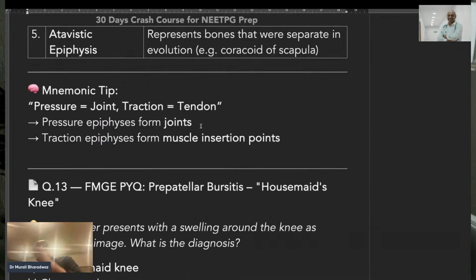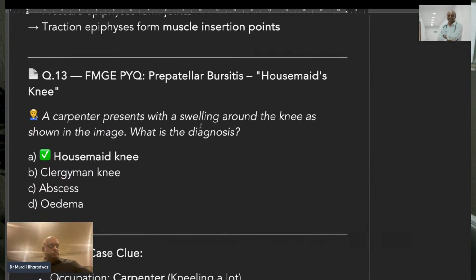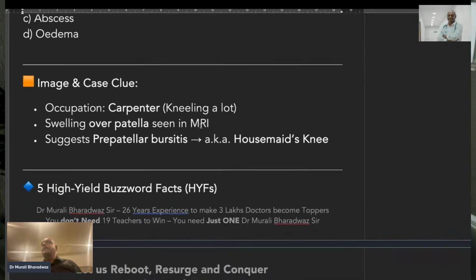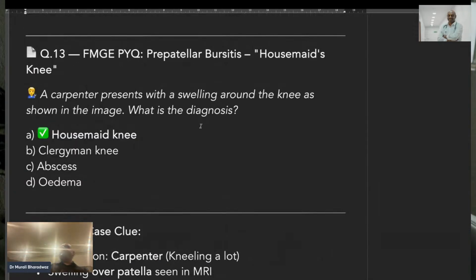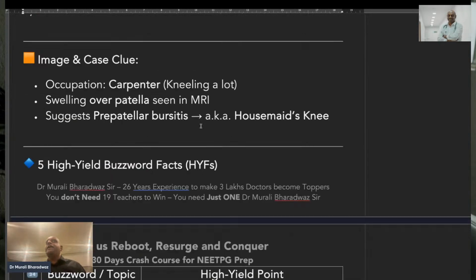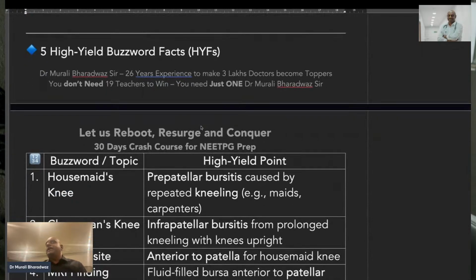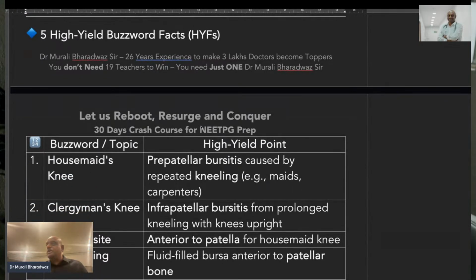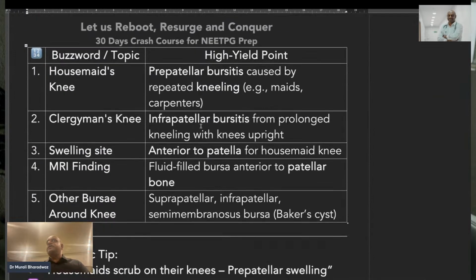So all this list, you need to be very sure about recalling it, right? Now, doctor, a carpenter has a swelling around the knee. It is called housemaid's knee. Is housemaid's knee pre-patellar or post-patellar? Pre-patellar bursitis. Whereas clergymen will be praying, and infra-patellar bursitis is clergyman's knee. Pre-patellar bursitis is housemaid's knee.